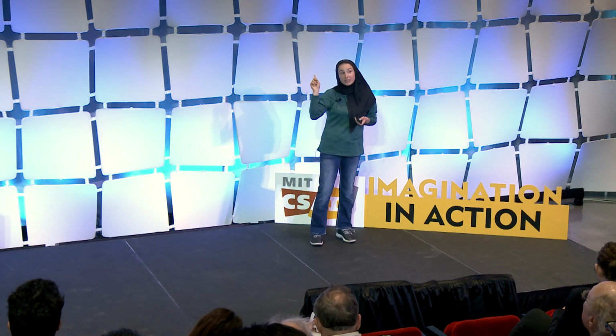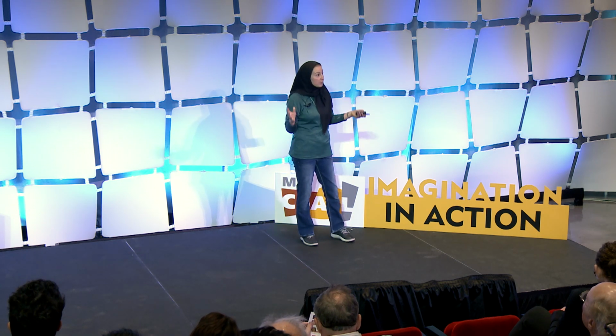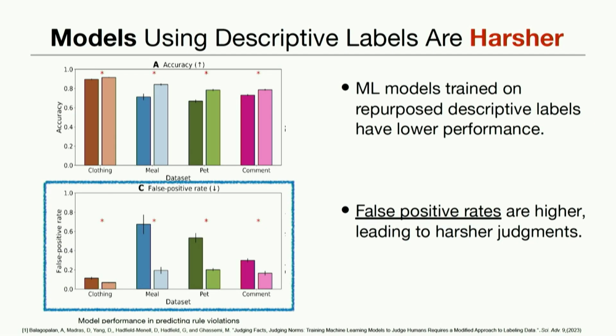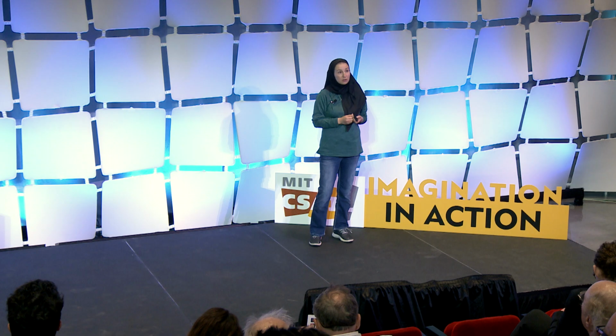We looked at four different human rule settings, trained machine learning models, and looked at this gap, this difference in these settings. And what happens is the machine learning models that we're training right now with the outcome labeling practices we have create much harsher judgments than if we would have collected labels from humans for the normative setting that we were applying these models to.